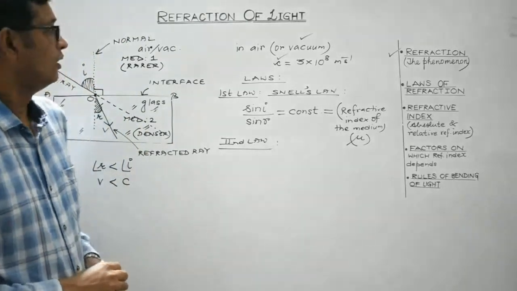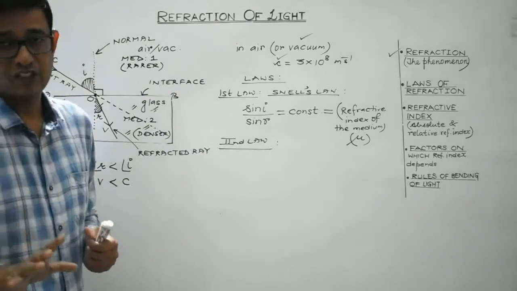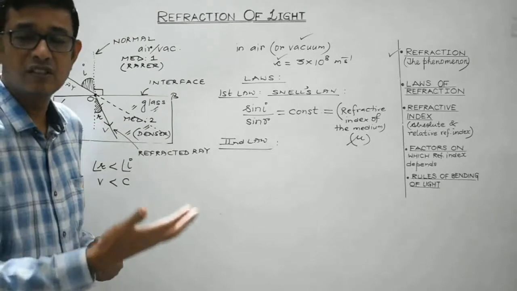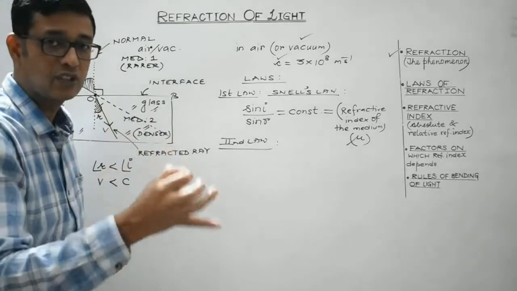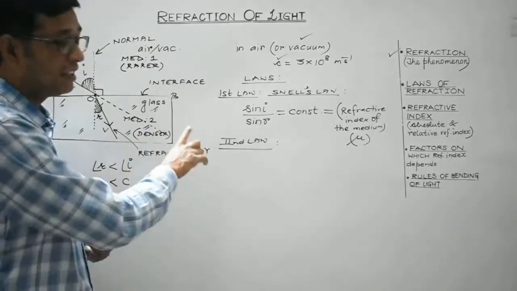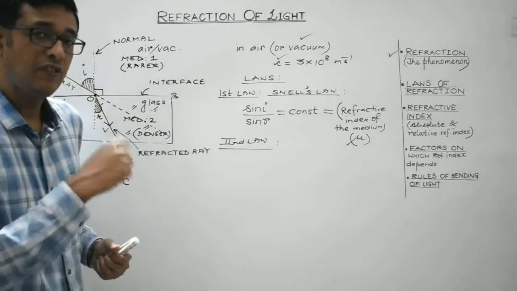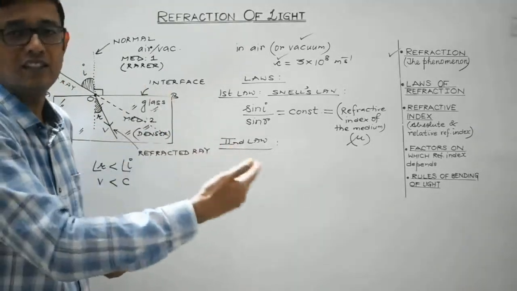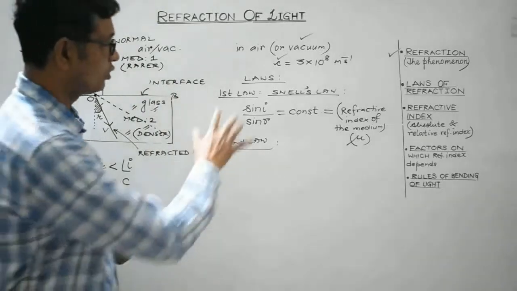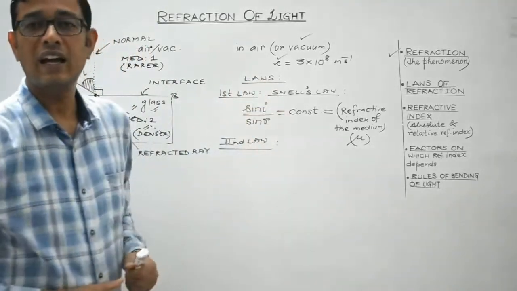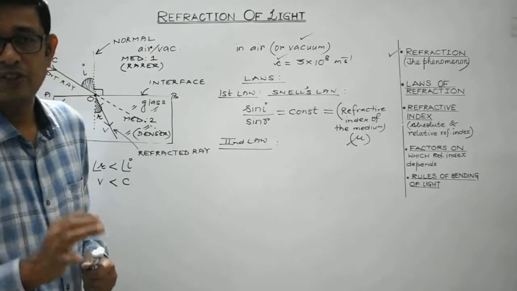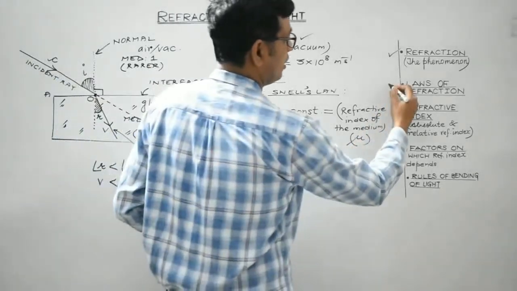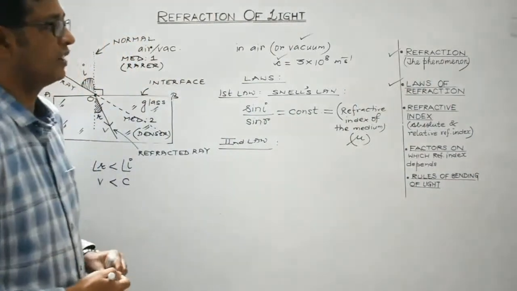Right? So the first law is Snell's law, which is sin i by sin r equal to a constant, which in turn is equal to the refractive index of the medium. And the second is that the incident ray, the refracted ray and the normal at a point to the interface all lie in the same plane. So these two collectively are known as the laws of refraction.